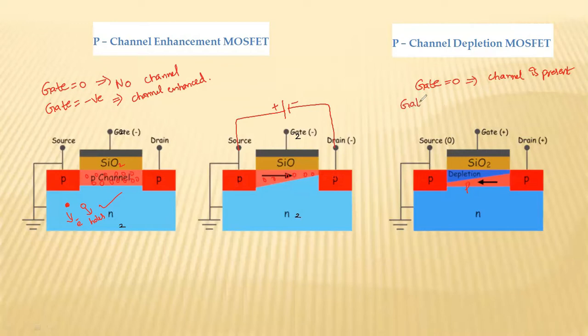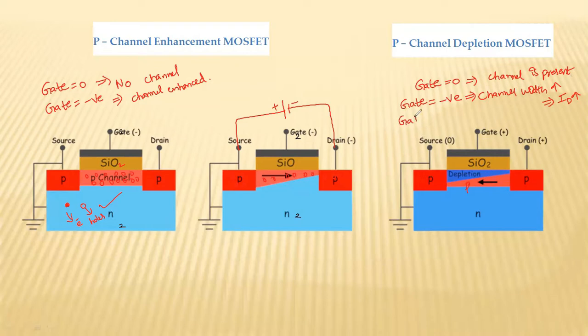So when we apply negative gate voltage, the width of the channel increases, which increases the current. As you go on increasing the negative voltage at the gate terminal, more and more positive charges will be accumulated here. So the width of the channel will be increased, and the current also increases.